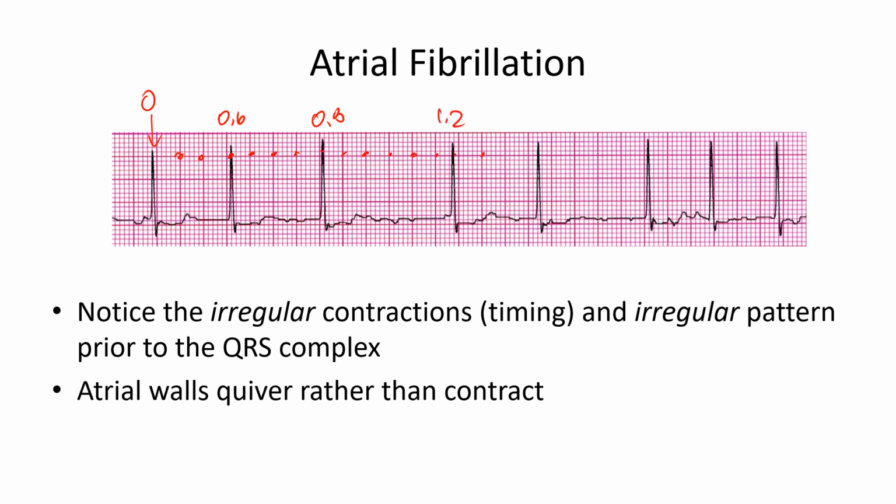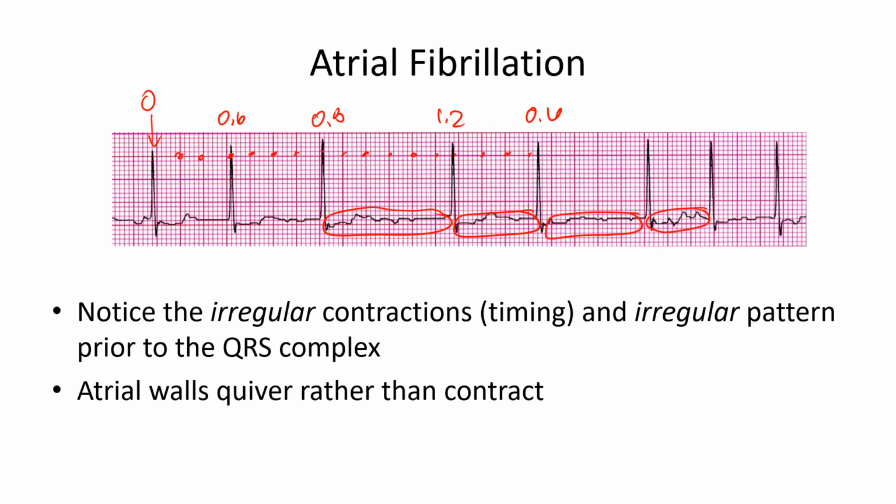And then 0.2, 0.4, 0.6. Wow, there's nothing routine here. Each heartbeat does not come at the same time after the last one. So that means there are irregular contractions, and there's an irregular pattern in between those heartbeats. Look at this mess in here. Very difficult to find P waves or even T waves.